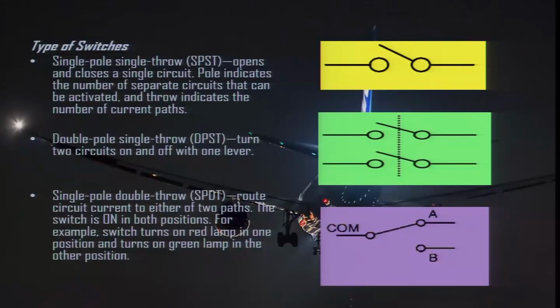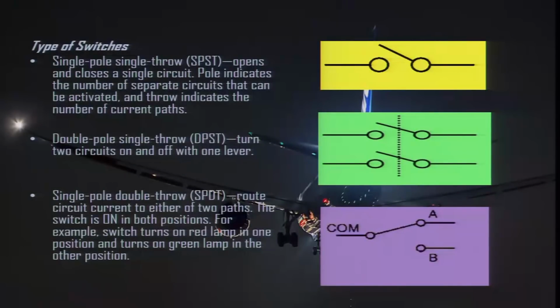Then double pole, single throw will turn two circuits on and off with one lever. So, with one lever it is turning two circuits on and off.